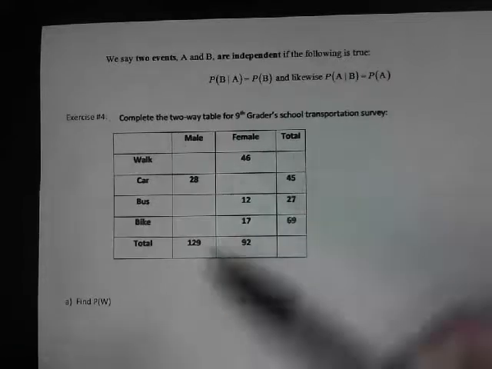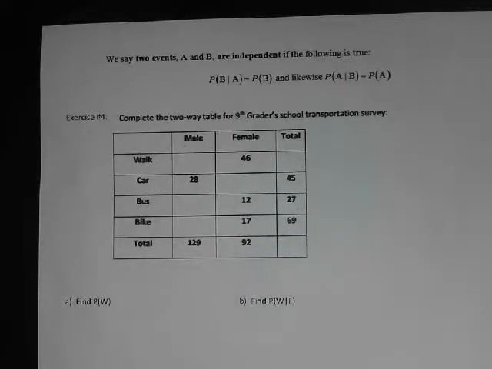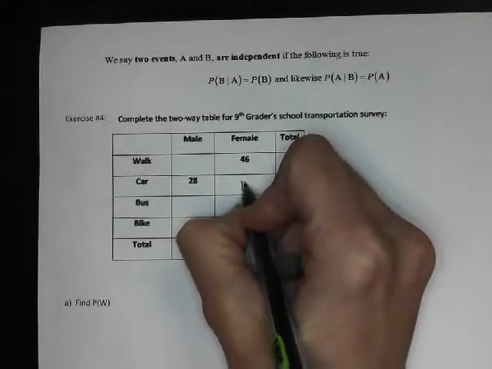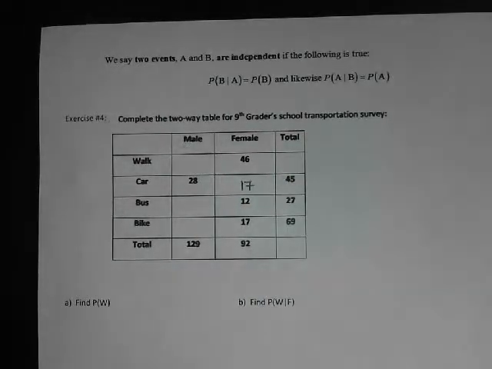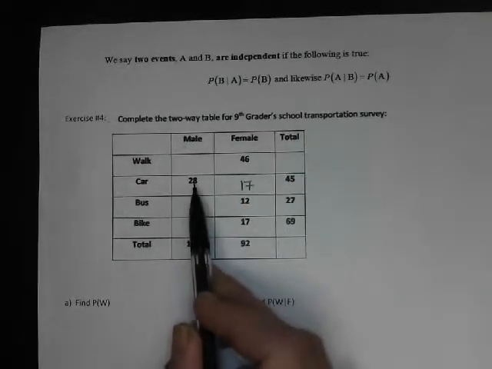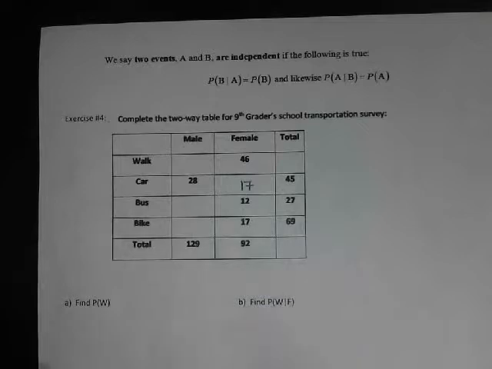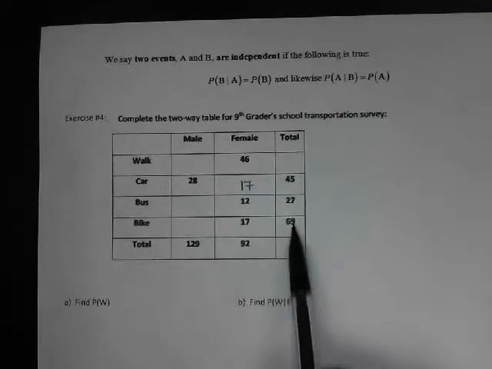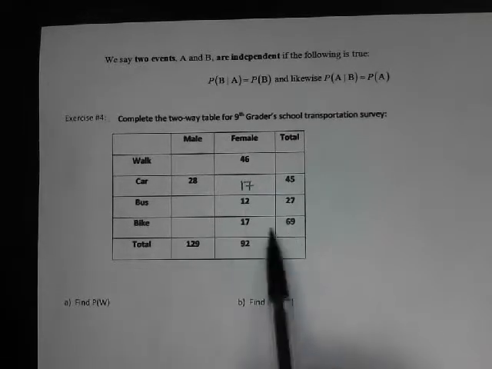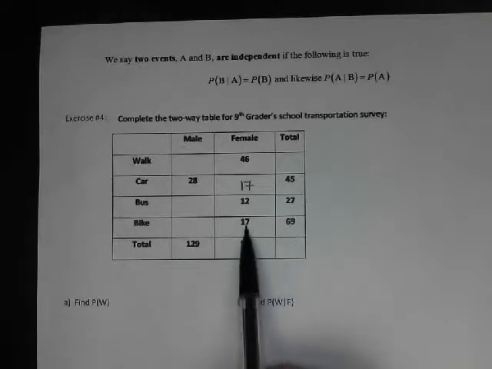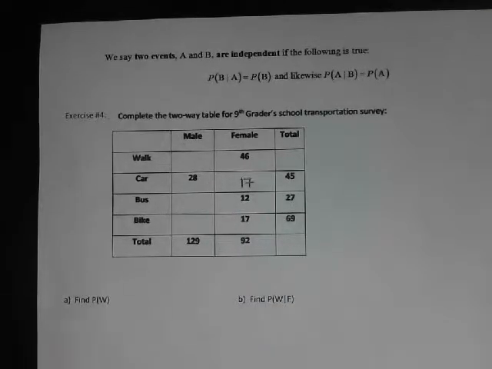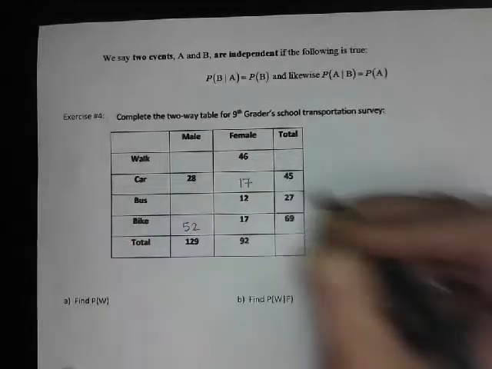These need to add up to 92. So far, 46 plus 12 plus 17 only adds up to 75. So take 92 minus that, and there should be 17 females in that category, which also makes the car column make sense. The total for bike riders is supposed to add up to 69. We already have 17 females, so 69 minus 17 females is 52 males.